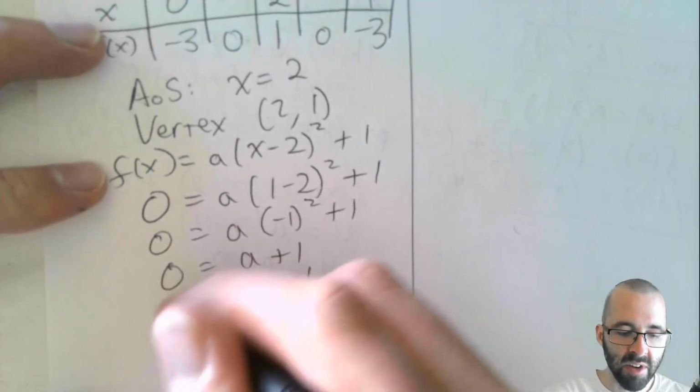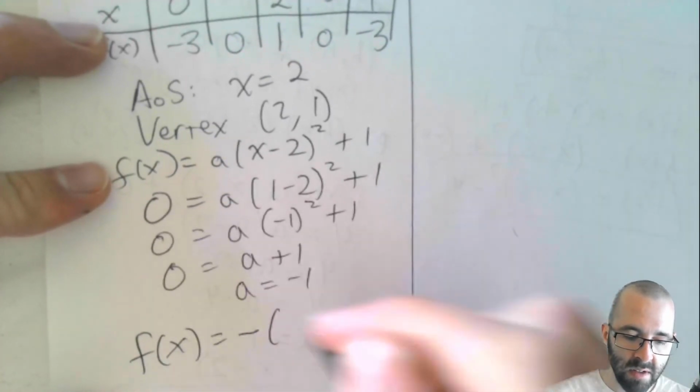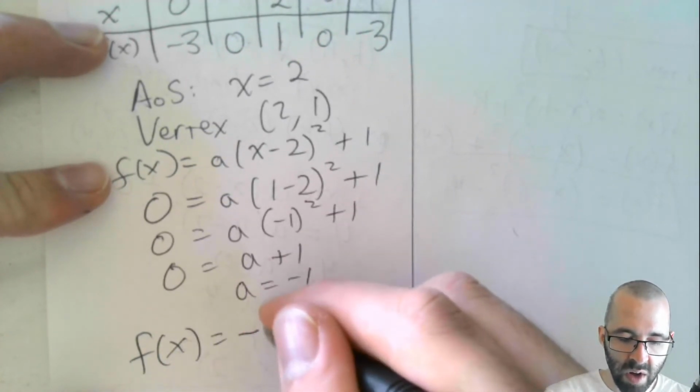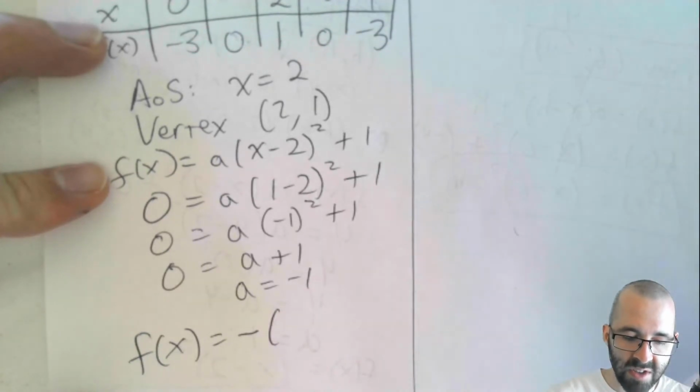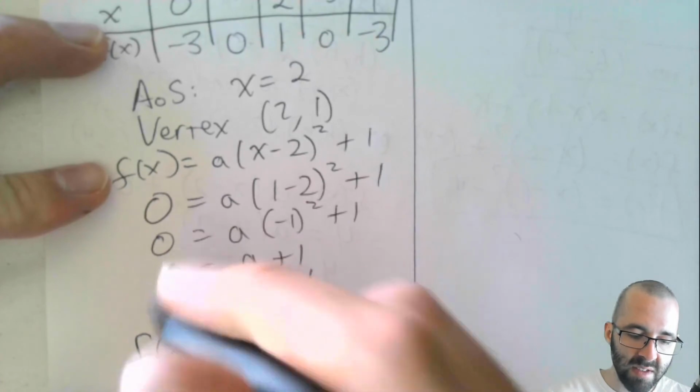So that tells us our formula right here. f of x is going to be a, which is -1. You can include the -1, or you don't have to write the 1. You can just have the negative. (x minus 2) squared plus 1. All right.